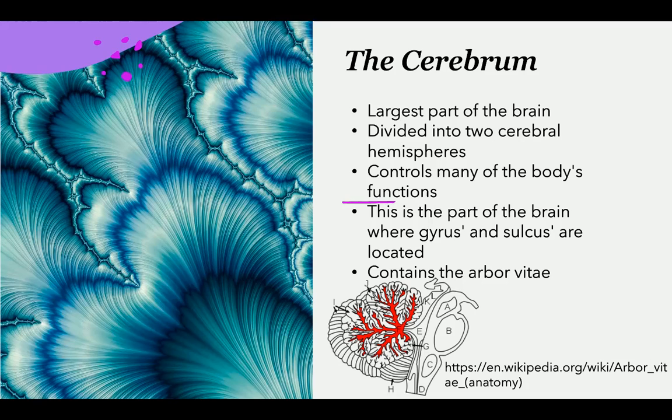The cerebrum also contains the arbor vitae, a mass of white matter that moves sensory and motor information from the cerebellum. The arbor vitae is this structure in red here below the text. The outer layer of the cerebrum is known as the cerebral cortex.